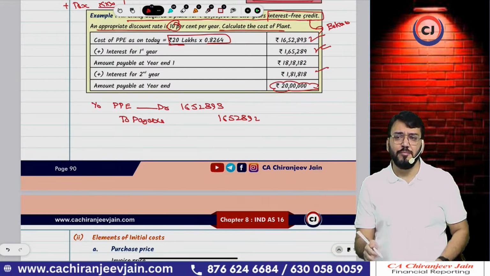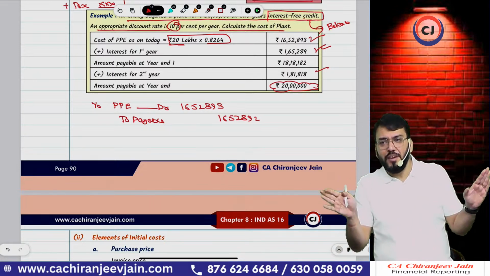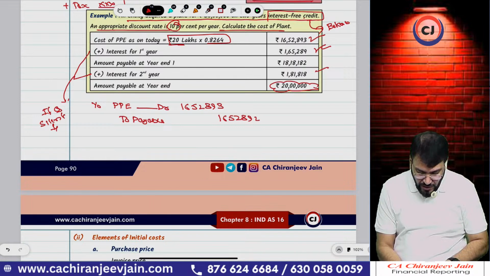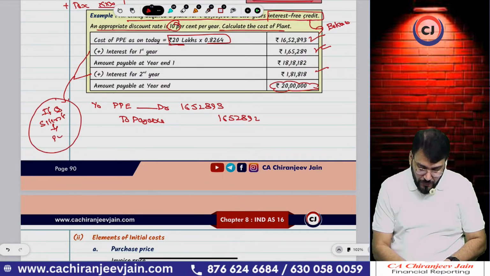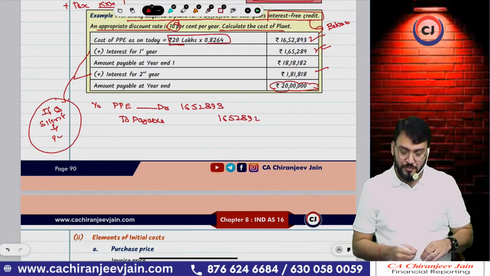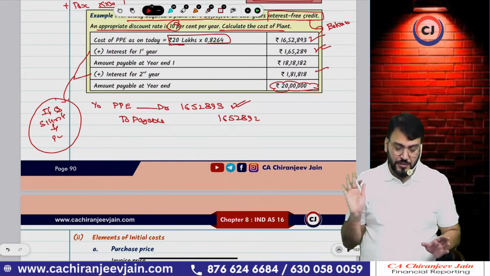If the question is silent, means question is silent about Ind AS 23. Nothing has been given. It is not a qualifying asset. If nothing is given, always charge to PL. If question is silent, charge it to PL. Means depreciation will be calculated on 20 lakh or 16 lakh? 16 lakh. 16 lakh na? Yes, sir.